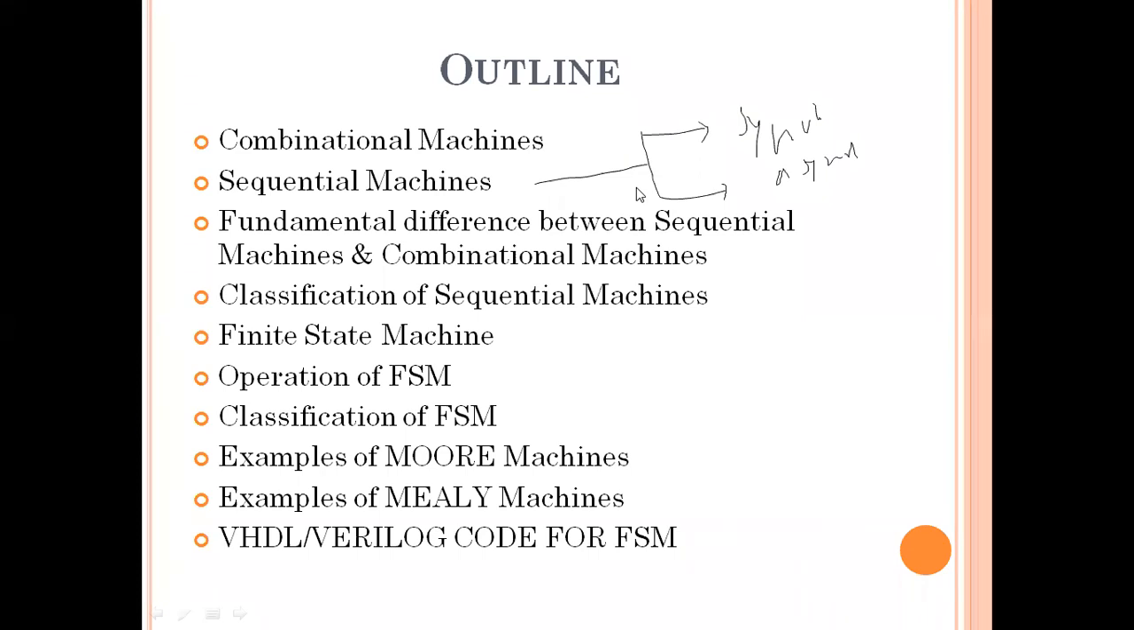Yes, we will define the term synchronous and asynchronous. What are the sequential machines? Who will tell me the name of the sequential machines?